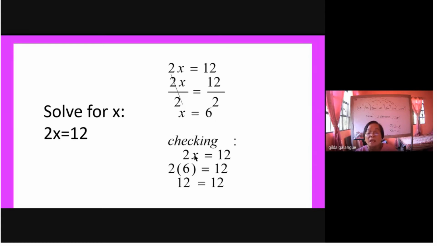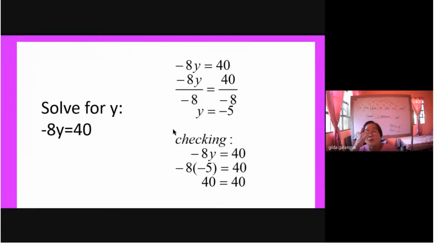So since x equals 6, 2x means 2 times x, or 2 times 6. What is 2 times 6? That is 12. 12 equals 12. Again, in this particular problem, we use division property of equality.